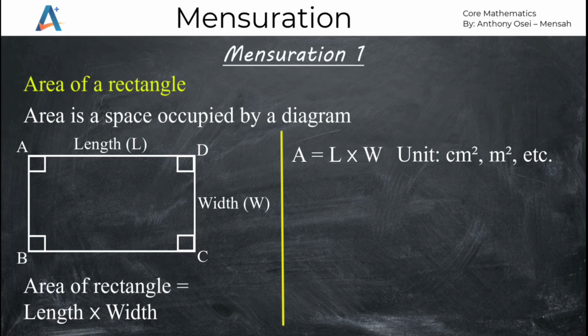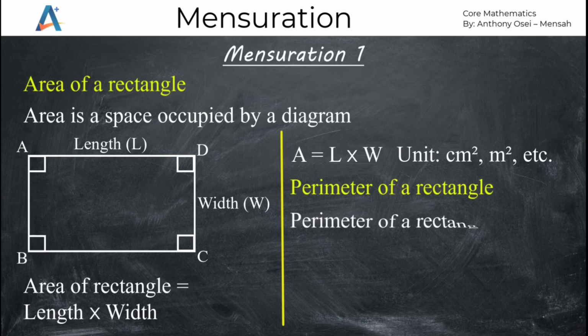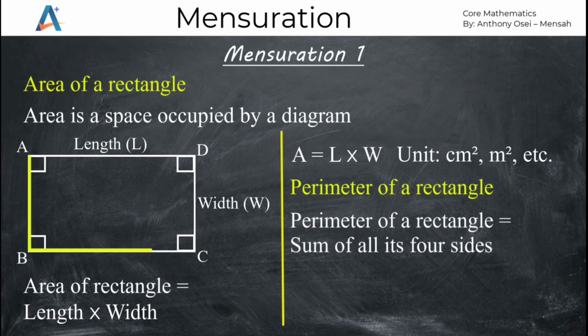Let us take a look at the perimeter of a rectangle. The perimeter of a rectangle is equal to the sum of all its 4 sides. Sum means add all the 4 sides, because the word perimeter means the distance around the figure. The distance around this rectangle will be the length and the width, and the opposite sides are equal. So if this is the length, this line is also the length. And if this is the width, this line is also the width.